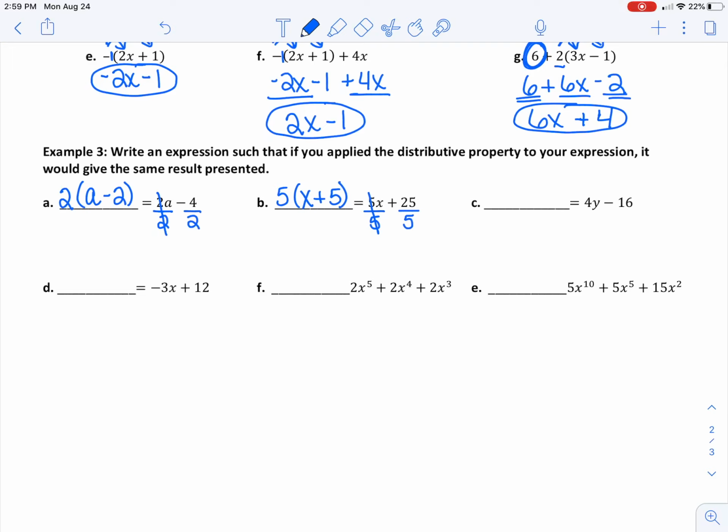Okay. With part C, I want to look at 4y and -16 and say, well, what goes into both of those? The greatest thing that will go into both of those is 4. So I'm going to take out a 4, and what I want to do is divide again. 4y divided by 4 would give me just y. Negative 16 divided by 4 gives me negative 4.